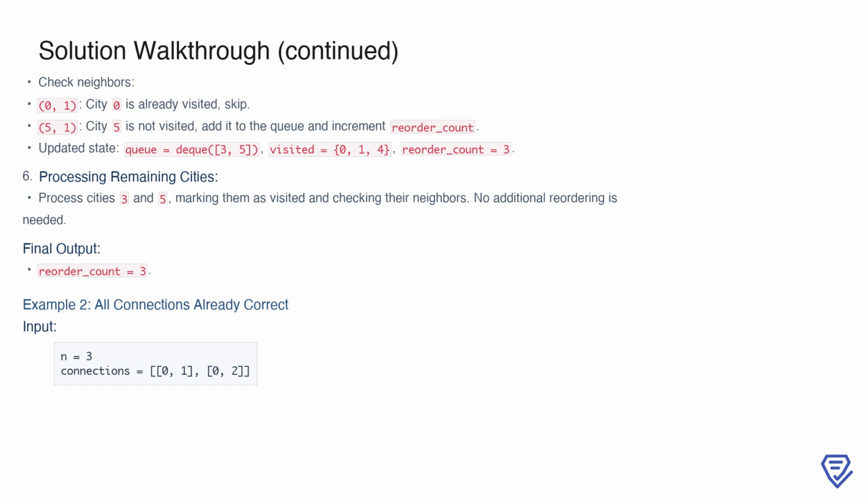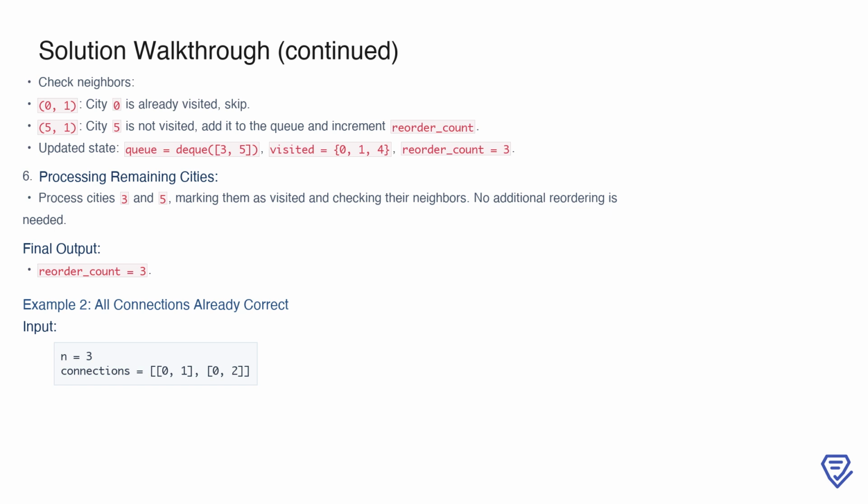Now, we process the remaining cities in the queue. City 3 is marked as visited, and its neighbors are checked. Both City 1 and City 2 are already visited or do not require reordering, so no further reordering is needed. Similarly, processing City 5 reveals that its neighbor, City 4, is already visited, meaning no additional changes are required. At this point, all cities have been visited, and the BFS traversal is complete. The final reorder_count is 3, indicating that 3 edges need to be reordered for all paths to lead to City 0.